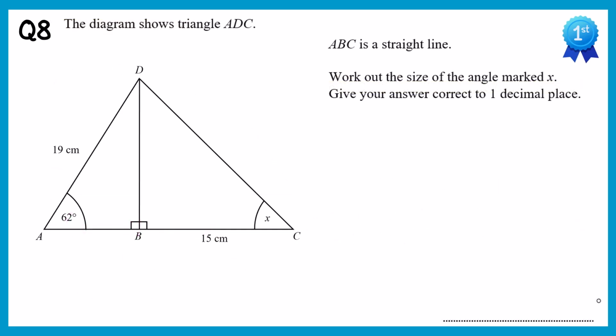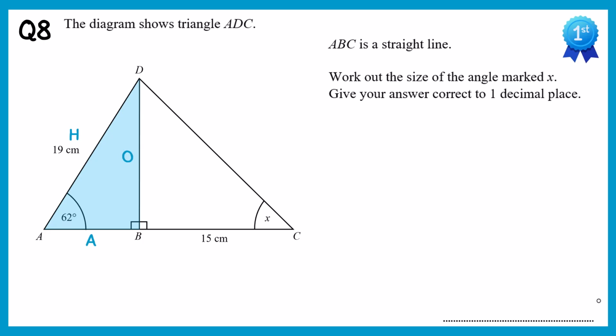We're going to start this question by looking at the triangle on the left. This triangle is a right angle triangle, so we can use SOHCAHTOA. So if we label the longest side, opposite the right angle, as the hypotenuse, the one opposite the 62 as the opposite, and the remaining side is the adjacent.